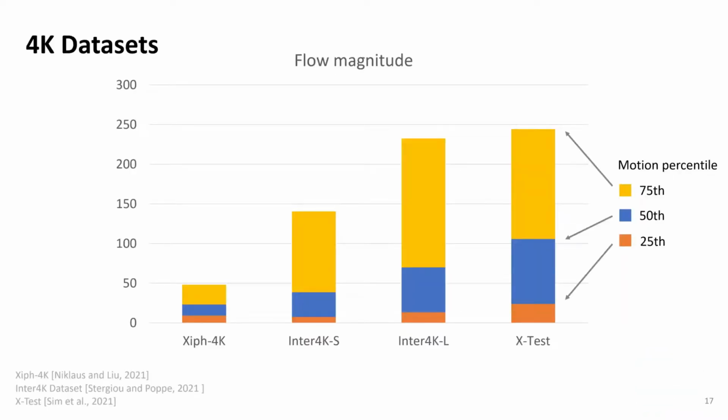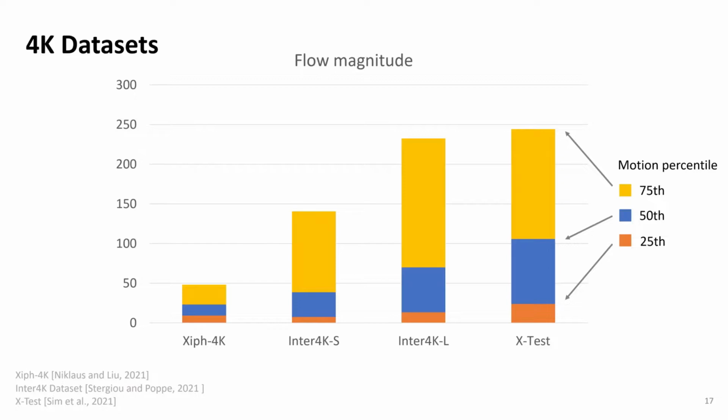To evaluate our network, we tested on 4 different datasets of videos at 4K resolution. We visualize here their different characteristics by plotting the different percentiles of motion magnitude between the input frames. Datasets with larger motion magnitude tend to be more difficult. However, XTest contains a lot of camera motion, leading to large dominating flow magnitudes, but of lower complexity.